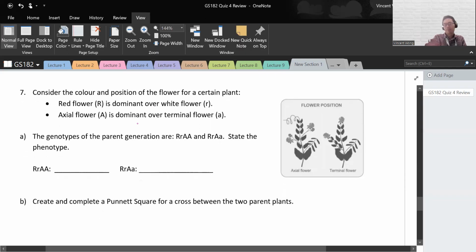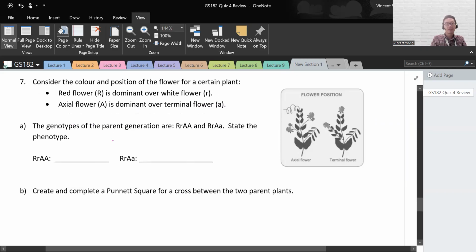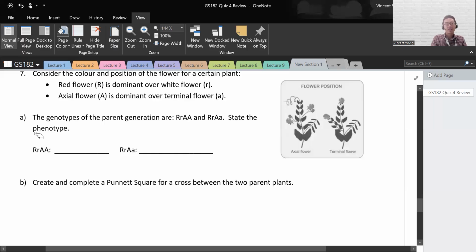Okay, I mean, like I said, you don't necessarily have to know what it means to do the question. All you have to know is one trait is dominant over the other, right? Okay, so the genotypes of the parent generations are heterozygous red flower and pure axial, crossed with heterozygous red and heterozygous axial. And it says state the phenotype.